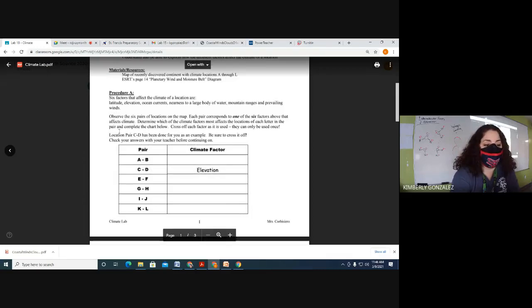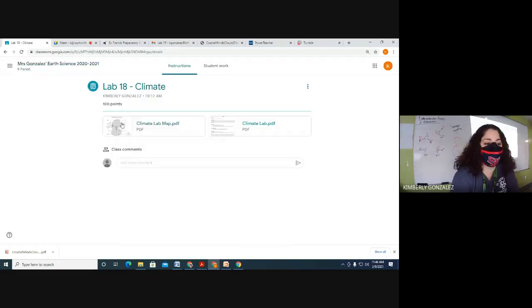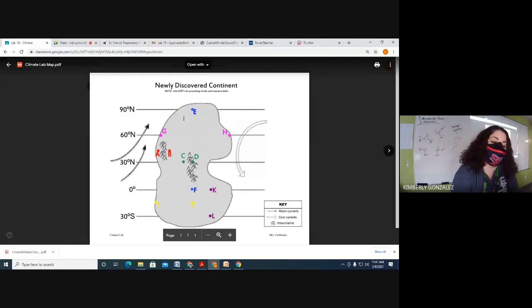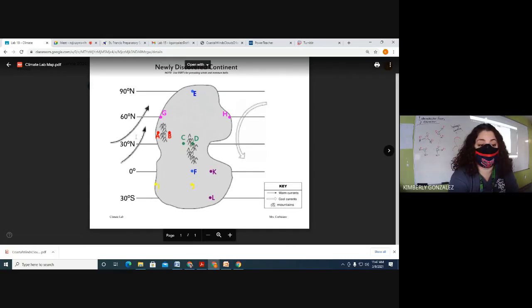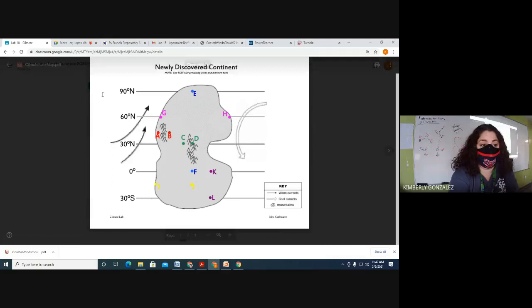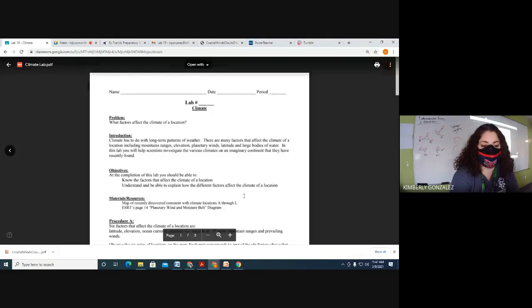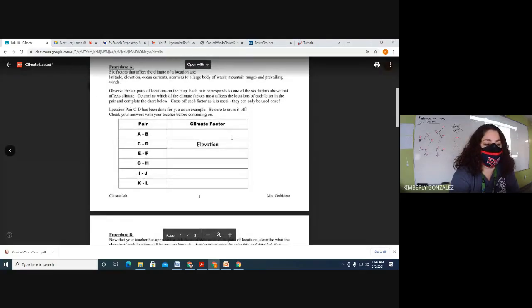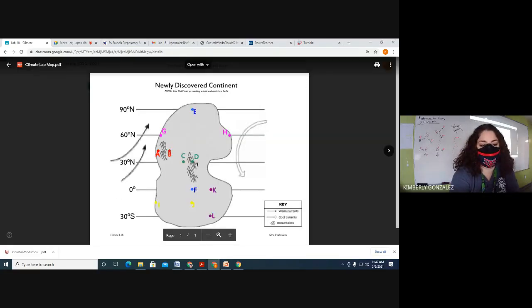In order to do procedure A, you're gonna have to look at this map and figure out which of the 6 factors that we learned about in class are going to affect the ones that are the same color, which are also listed here. So obviously A to B, C to D, so on and so forth. Obviously, C to D is going to be elevation. How do we know? Because C is at the sea level and D is in the mountains. So therefore, that's going to be the factor that affects this.